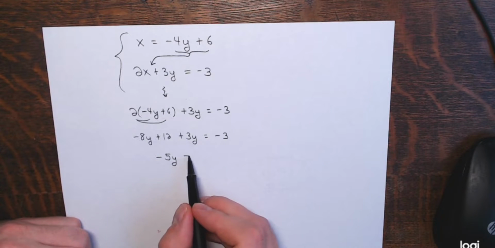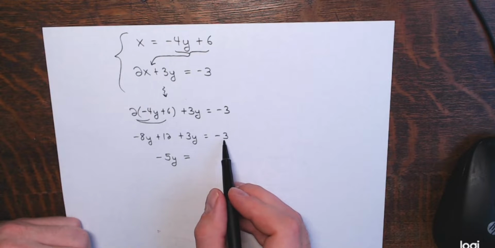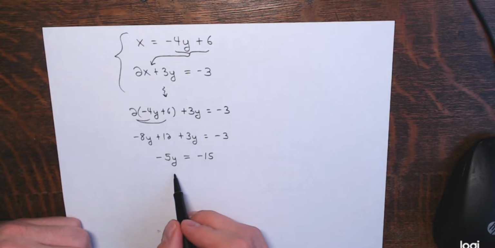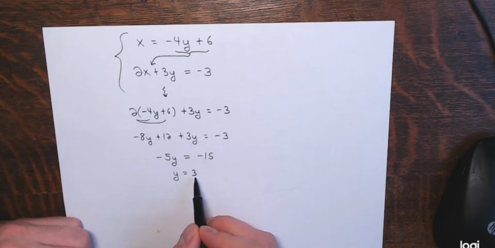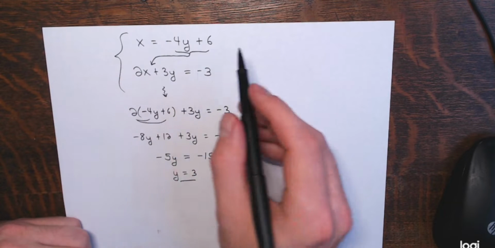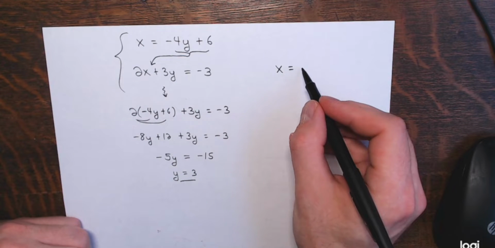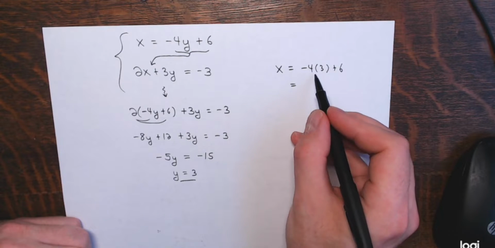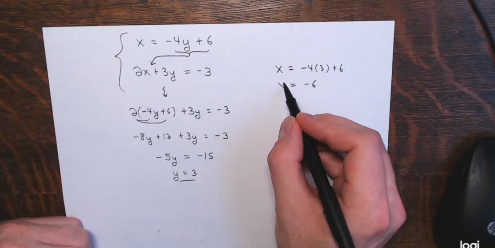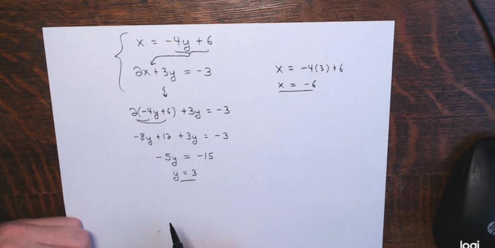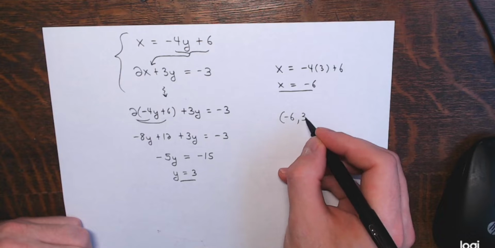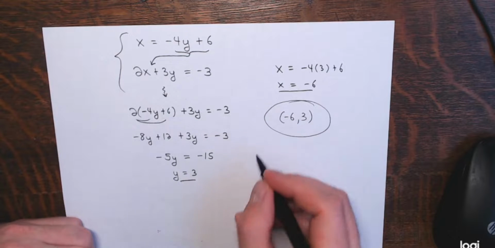And then if I was subtracting 12 from both sides, you'd have negative 15 over here, and then dividing both sides by negative 5, y equals positive 3. And then if I put this back into the equation with x up top, we have x equals negative 4 times positive 3 plus 6. That's negative 12 plus 6. That's negative 6. Right, so negative 6 for the x-coordinate, 3 for the y-coordinate. There's the solution. Negative 6 comma 3. Right, there's the solution of that system.